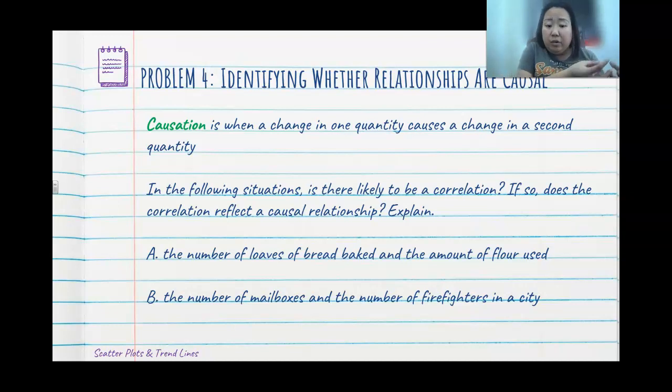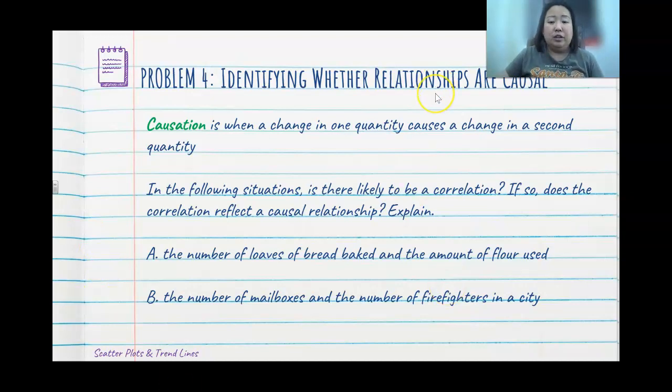But if you increase the number of mailboxes, does that mean that the number of firefighters will also increase immediately? Definitely not, okay? Let's say in one house or in one place, you have several mailboxes in there. For example, in apartment complexes, there are multiple mailboxes. But does that increase the population of your city? No. The population of the city will determine the number of the firefighters, not the mailboxes. And so, for our second situation, there is no causal relationship.